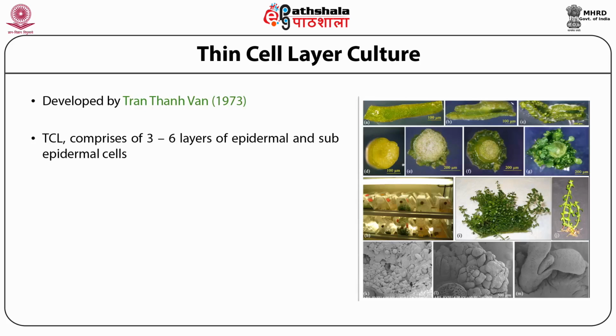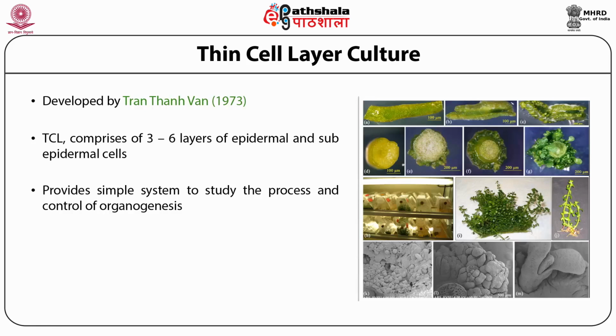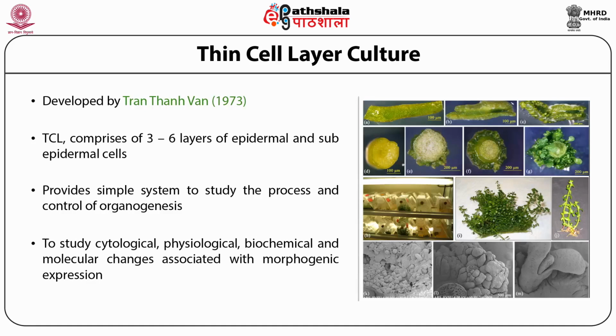Now the whole objective of doing this study is to study the process and control of organogenesis. What is it that controls? What happens at the cell level? So to study the cytological, physiological, biochemical and molecular changes associated with the morphogenic expression, this is a very important tool. Earlier, the studies were more confined to morphological and physiological studies, but then they were also aided by scanning electron microscope and so on.